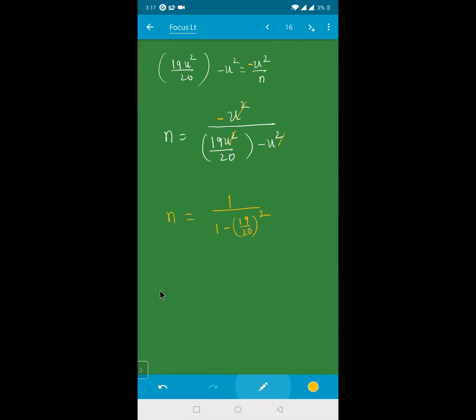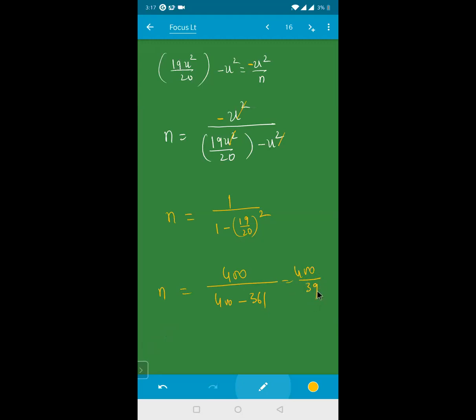Now if I take the LCM for this one, n is equal to, 20 whole square, how much? 400. Take the LCM and it goes up. So that will become 400 divided by 400 minus 19 into 19. 9 nines are 81, so 1 into 8, 2, 6, 1. So that is 361. So this will become 400 divided by 400 minus 361. 61 minus 1, that is 39. So n is equal to 400 divided by 39.